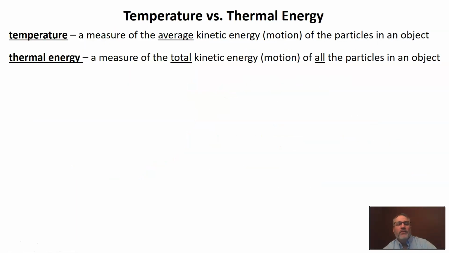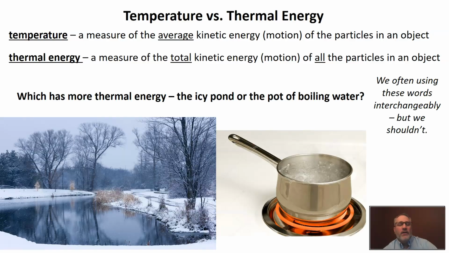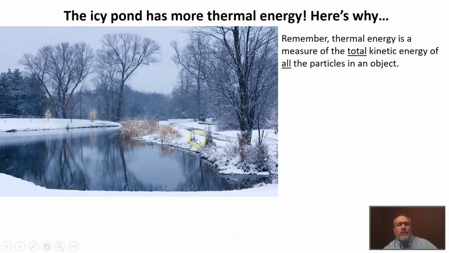Here's what I would say. Keep this definition in mind: average versus total kinetic energy. And here's what I want us to do. I want us to decide which one of these two has more thermal energy. Is it this very cold, icy pond, or is it this very hot pot of boiling water? Mostly, I think that many of you are going to think, "Oh, it's definitely got to be that hot pot of water." Well, this is why thermal energy and temperature can be tricky.